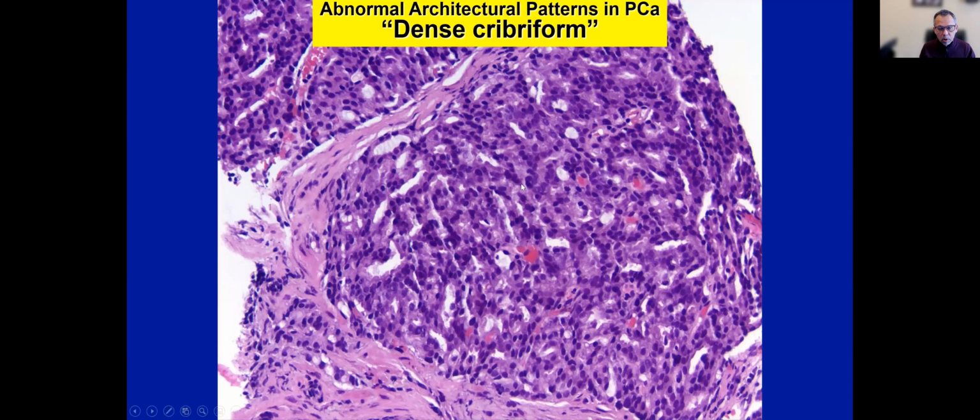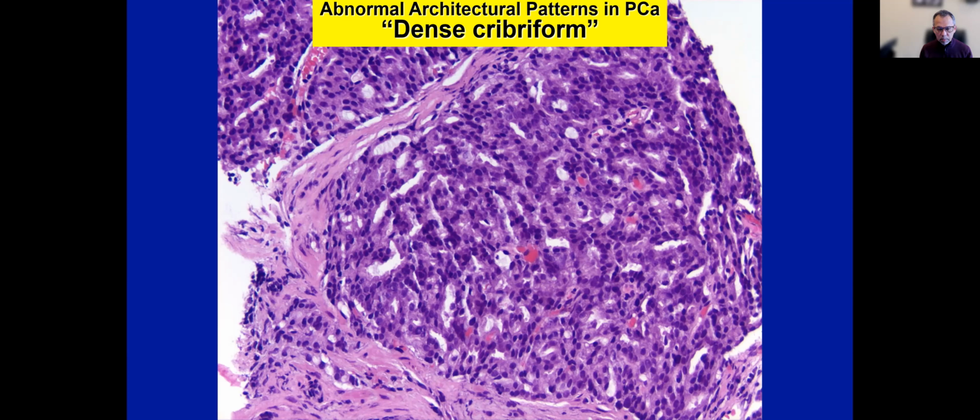Another very important abnormal architectural pattern is when you see atypical cells growing in a cribriform pattern. Cribriform refers to a sieve-like or net-like pattern in which you have multiple punched out holes within the luminal cellular proliferation. So when you see this type of dense atypical cribriform proliferation, you typically have to consider two entities in your differential diagnosis: cribriform Gleason pattern 4 prostate cancer, and intraductal carcinoma of the prostate.